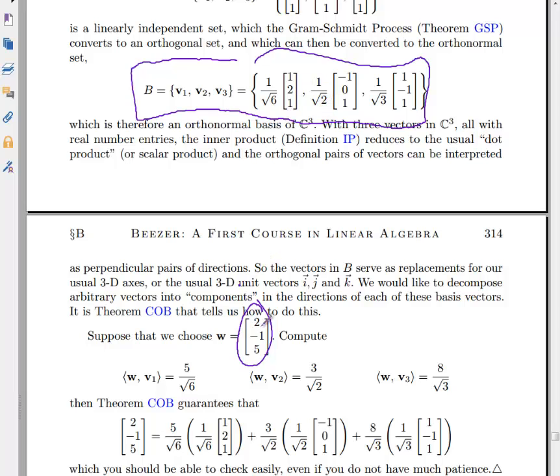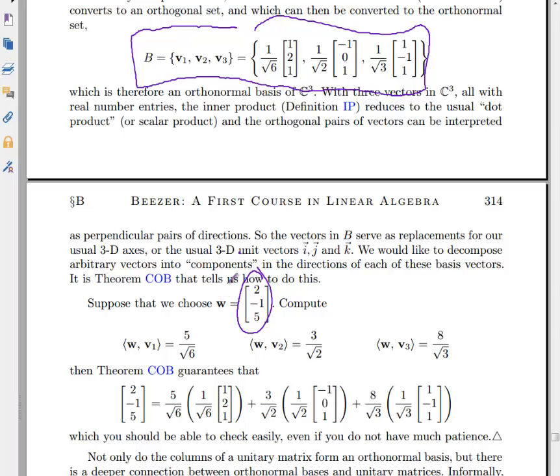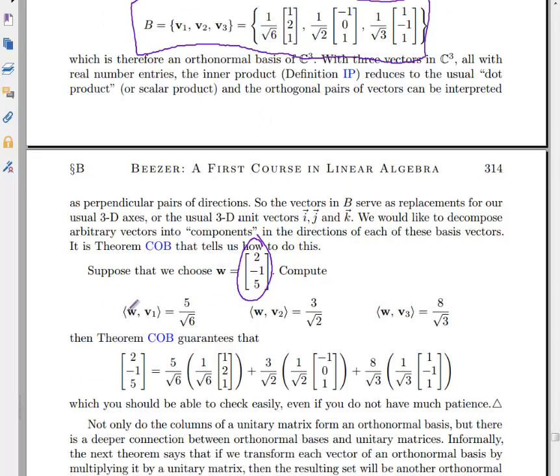Okay, so the problem at hand is to express this W as a linear combination of these three vectors. Well, the way you do it is you take the inner product of W with each one of these vectors in turn. Now, unfortunately, there's a slight misprint here. When the vectors are real, it doesn't matter, but this really should be V1 inner product with W. This should be V2 inner product with W. And this should be V3 inner product with W. As I said, when the vectors are real, this doesn't make any difference. If they're complex, then you get complex conjugates.